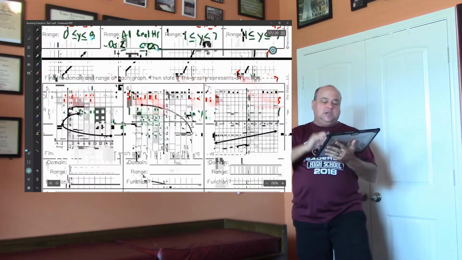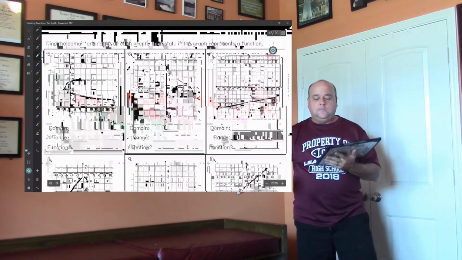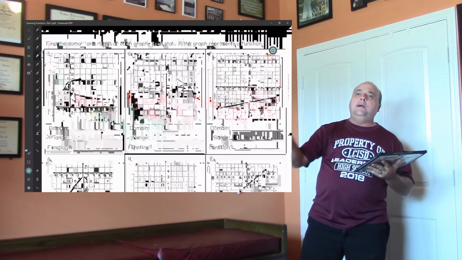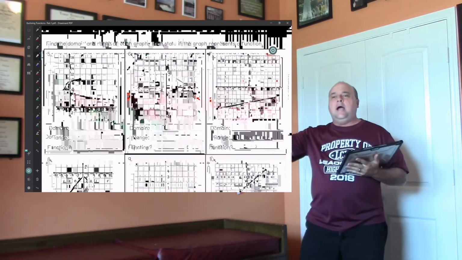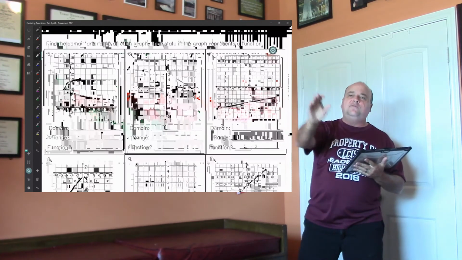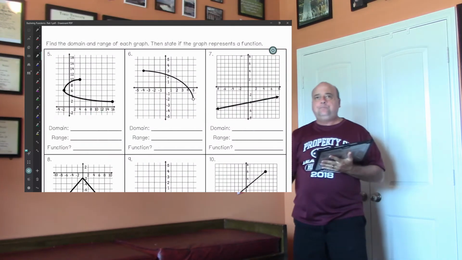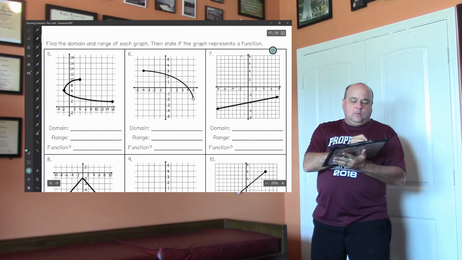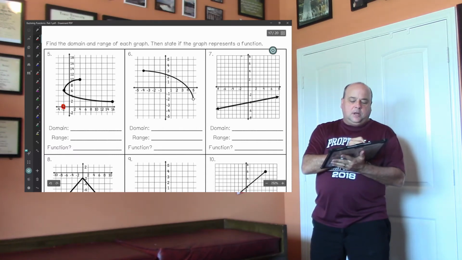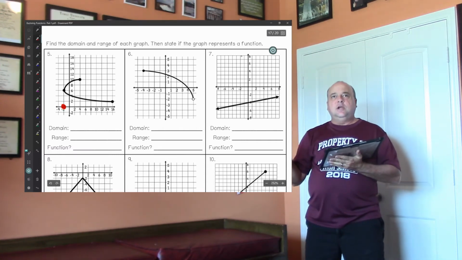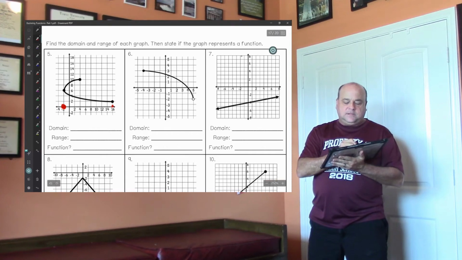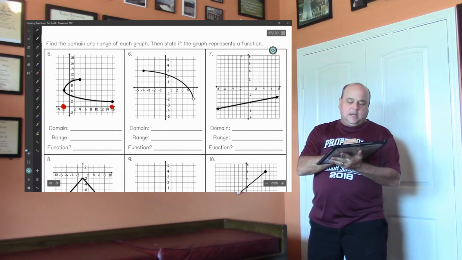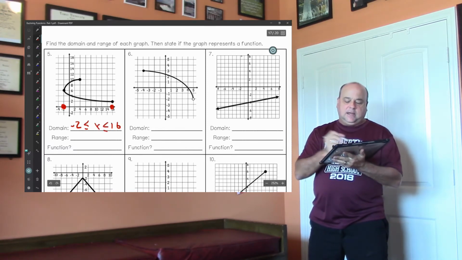Turn the page. These get a little bit tricky here because you got curves. Don't worry about it. You're going to go from left to right, bottom to top. So let's go left to right on this graph. Okay, the domain would start all the way on the left, put a closed dot, and then it's going to go to the right all the way to the 16 on it. So the domain is going to go from the -2 to the 16, and we're going to put less than or equal symbols and an X.